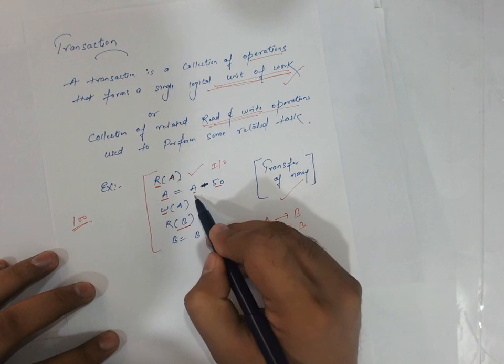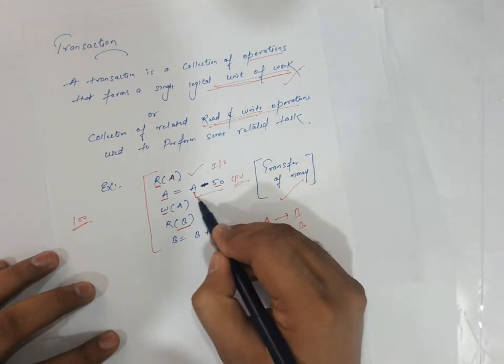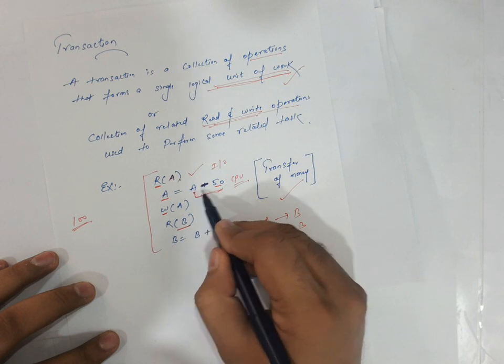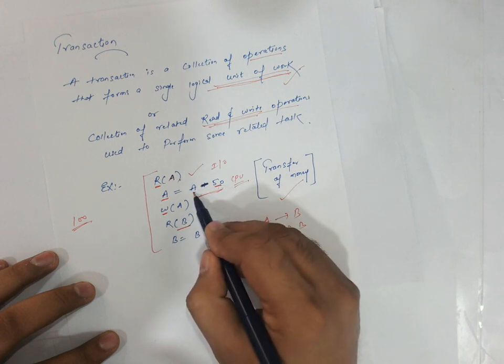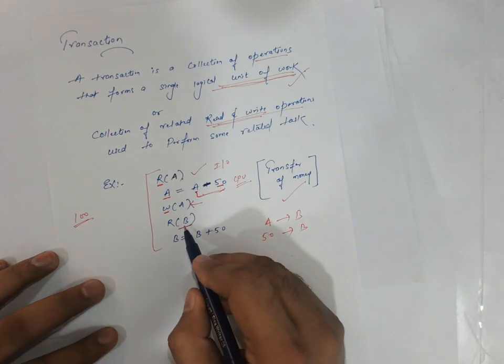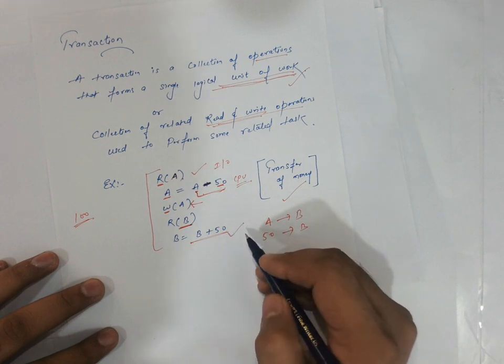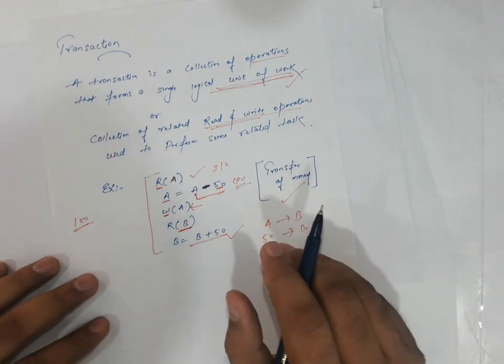So here there is a deduction. This is a CPU operation over here. CPU is deducting the 50 rupees from A's amount and writing the changes in the actual amount of A, and it is reading B's amount and adding the value into B. Okay, so this is the basic of a transaction.